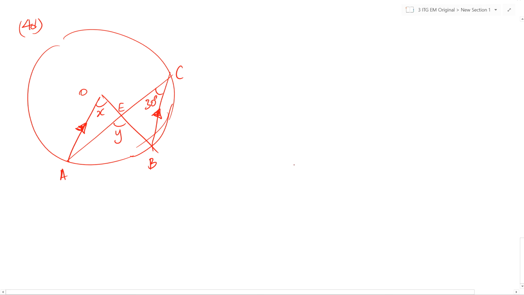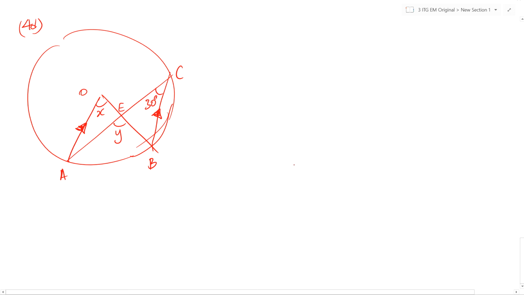Yes or no? Why cannot? Are the four tips of the wings on the circle? No, they are not. You see, one of them is at the center. So can you use angles in the same segment? Cannot. What is the reason we should be using for this?